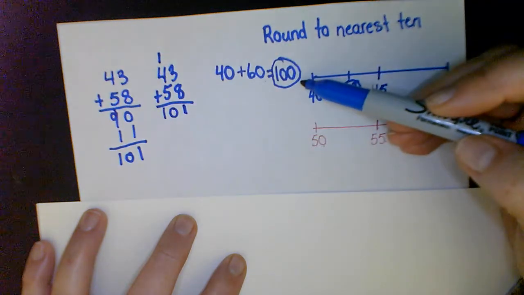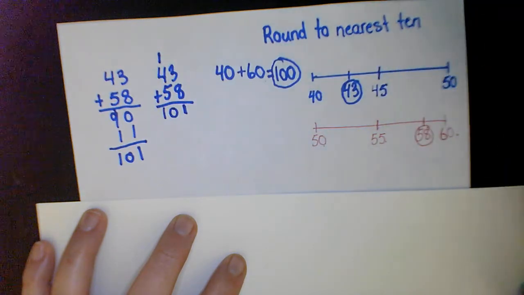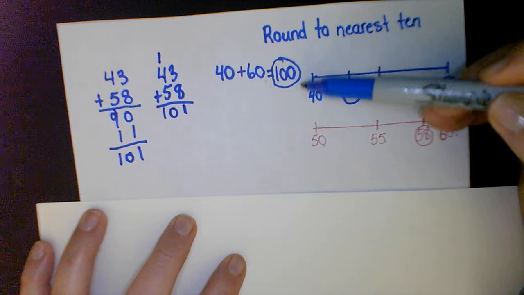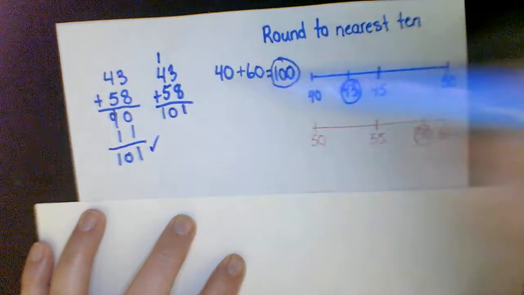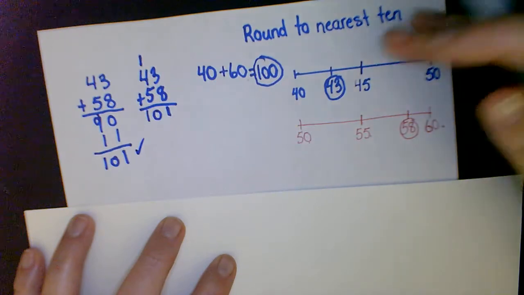And when I compare that to my estimate, which said my answer should be around 100, well, that's pretty close to 101. So I think my answer is reasonable.